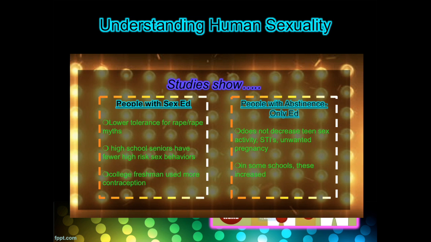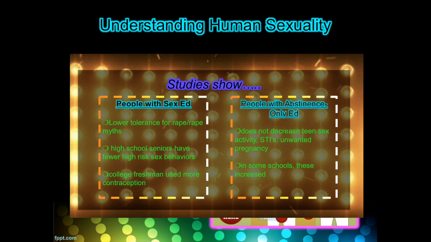One thing that we will talk about in this class is sex education versus abstinence-only courses. Studies found that people who take this course, which is more sex education, make better, more informed, and more thoughtful choices about sex. For example, people who take this course have a lower tolerance for rape and rape myths. High school seniors that take this course have fewer high-risk sex behaviors, and college freshmen who take this course use more contraception.